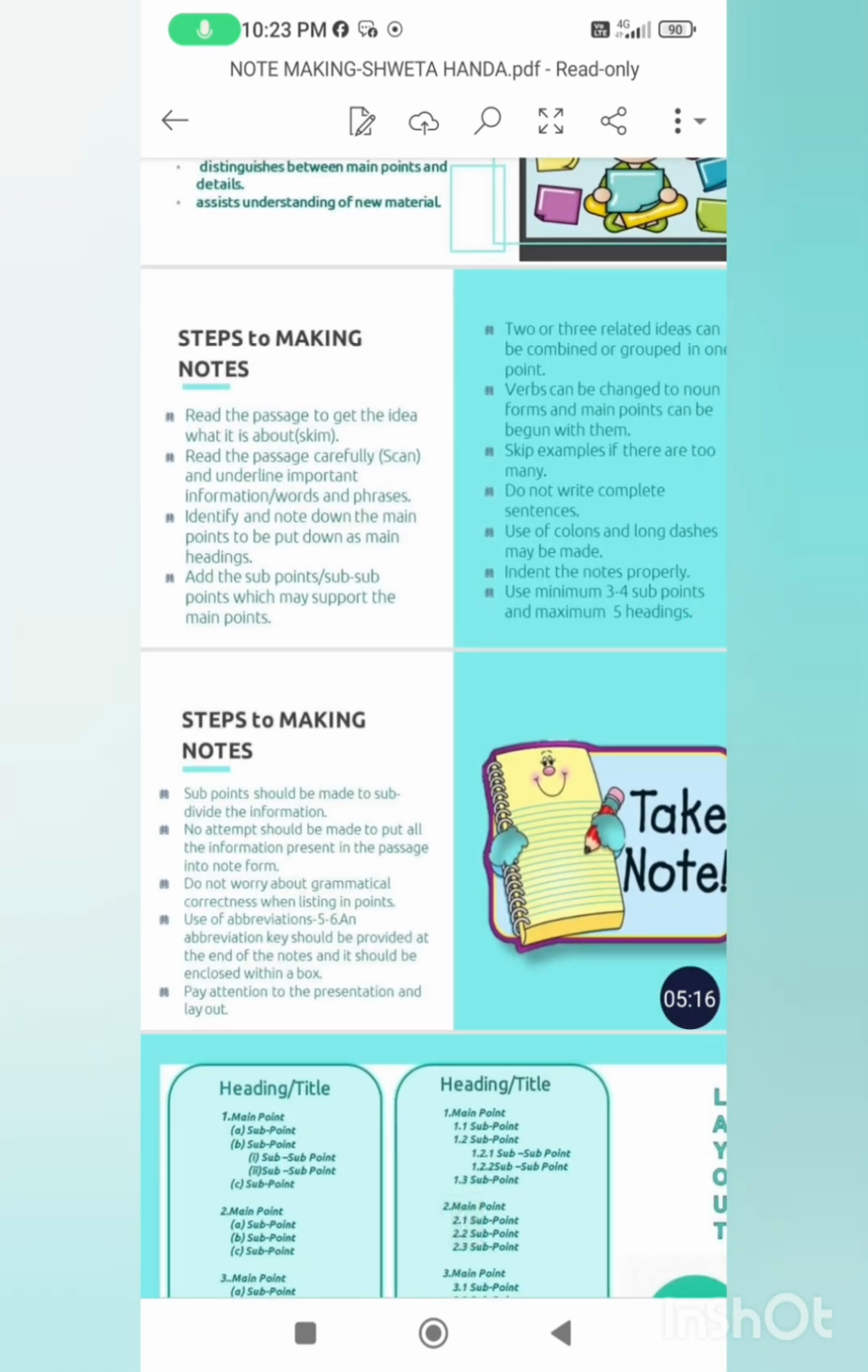Then we have the steps to making notes. Now you have to read the passage to get the idea of what it is about. Now this is called skimming.